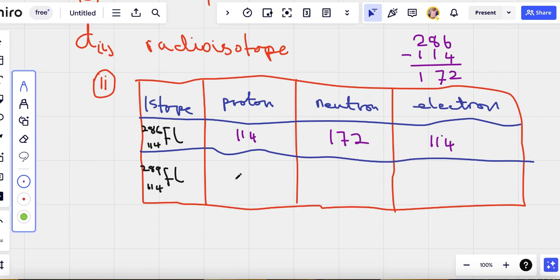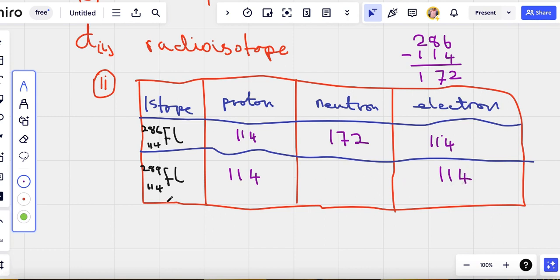And let's go to this one. What is the number of protons? Same, right? So we have 114, because it's the atomic number. Electrons will be the same because it's not an ion, so electrons will also be 114. The number of protons equals the number of electrons. That's how an atom is said to be electrically neutral.